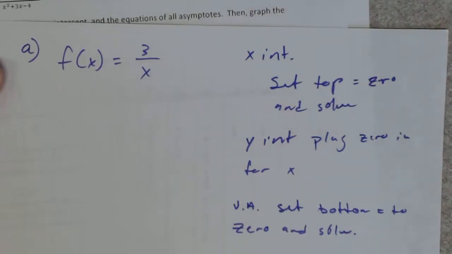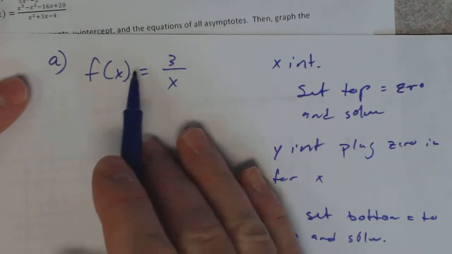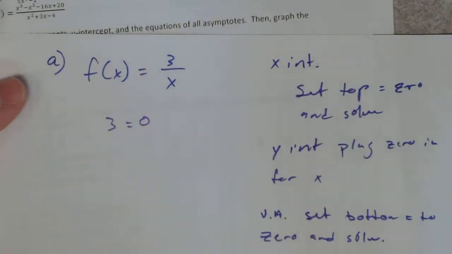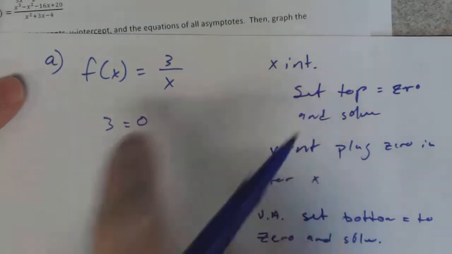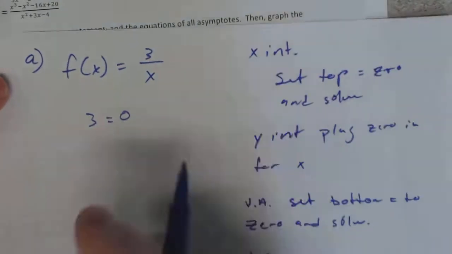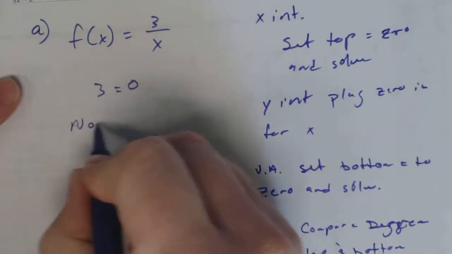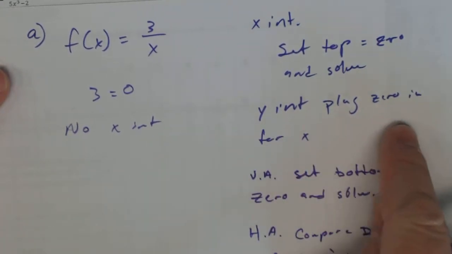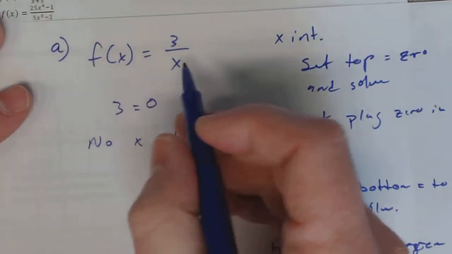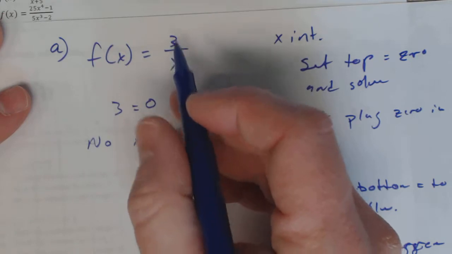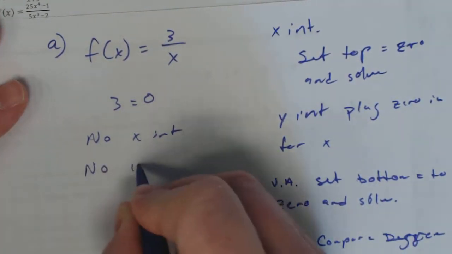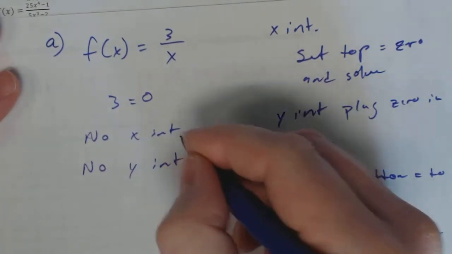So x-intercept, set the top equal to 0. Well, I can't really set the top equal to 0 here and have it do anything, right? There's no way that I can plug a value in and get 0 out. So basically, there's no x-intercept. Y-intercept, plug a 0 in for x. Well, if I plug a 0 in for x, I run into a world of hurt because you can't divide by 0. So there's no y-intercept. That's fine. You can have those.